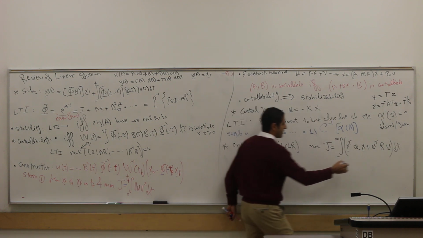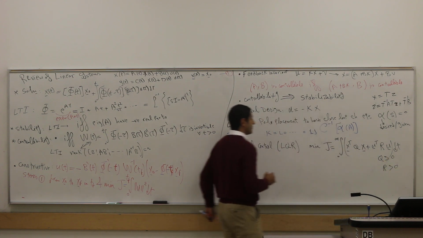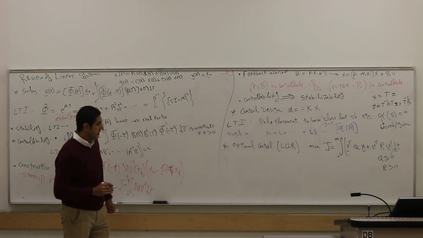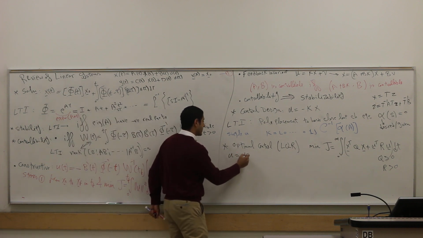So Q and R are given. These are your weighting matrices. R should be positive definite in order to invert it, and it's solvable, right? Again, u is negative Kx.